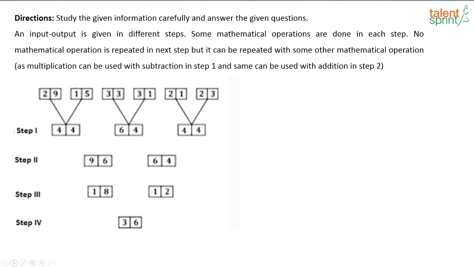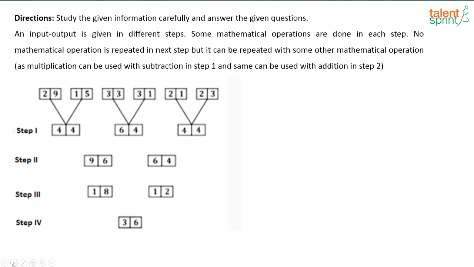The next question is on machine input output. Look at the given input here and the given steps here and try to find out how these steps are arrived at. What is the logic used for each step? Let me know the logic if you get it, and then I will start solving it.